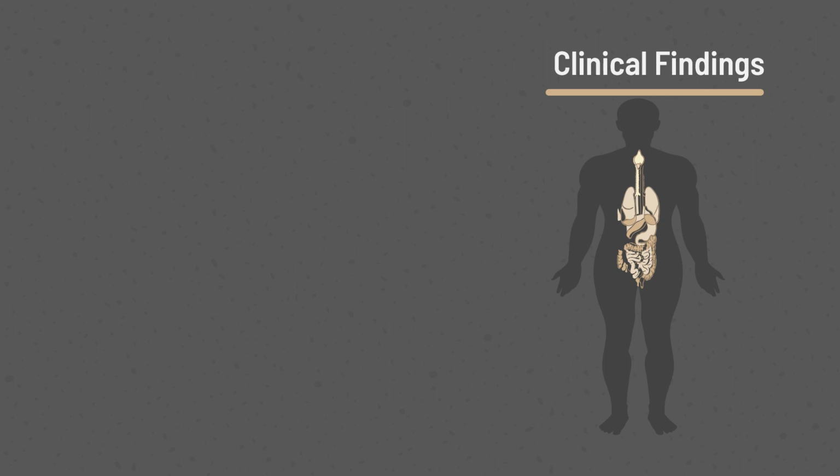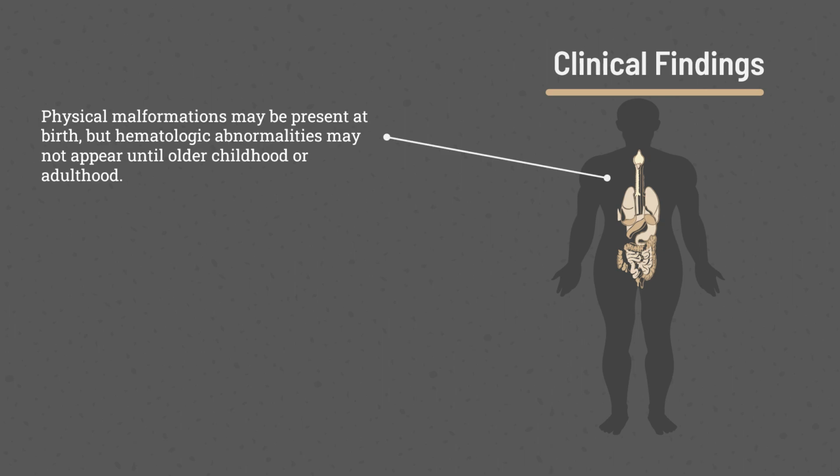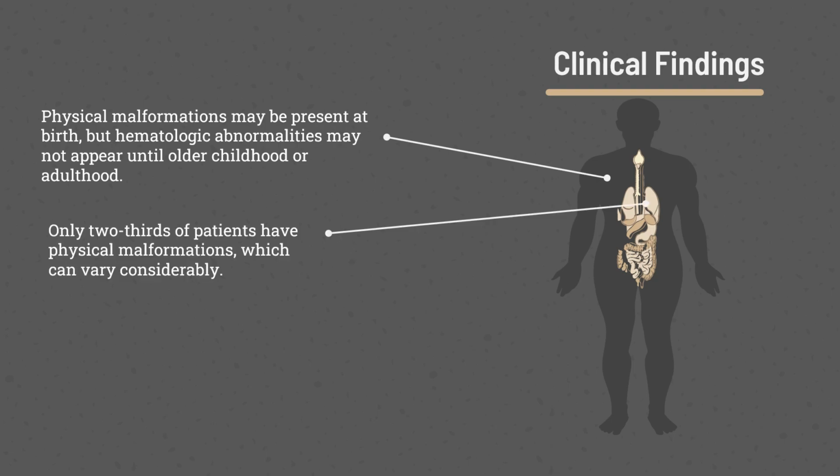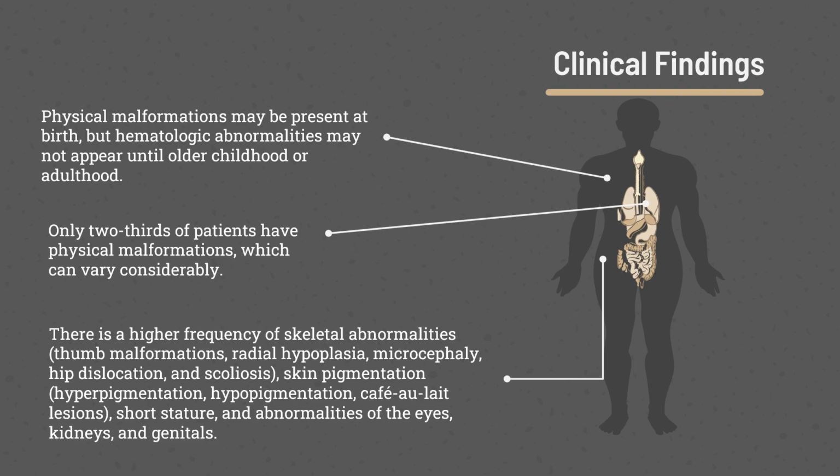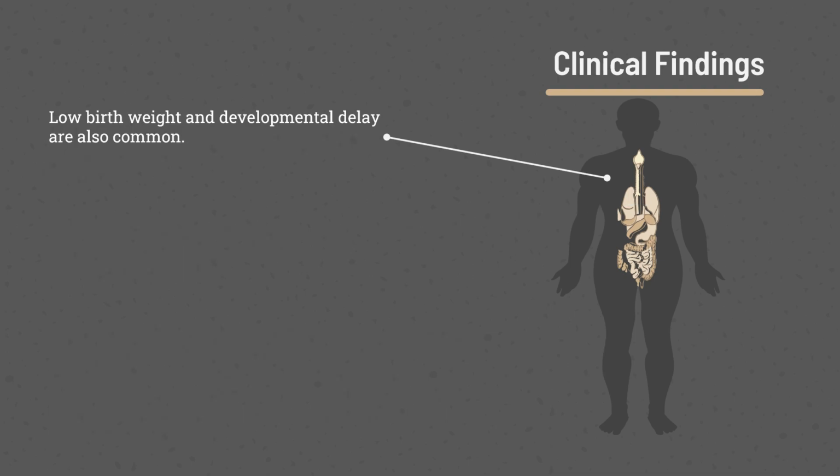Clinical findings. Patients with Fanconi anemia have variable features and symptoms. Physical malformations may be present at birth, but hematologic abnormalities may not appear until older childhood or adulthood. Only 2/3 of patients have physical malformations, which can vary considerably. There is a higher frequency of skeletal abnormalities, skin pigmentation, short stature, and abnormalities of the eyes, kidneys, and genitals. Low birth weight and developmental delay are also common.